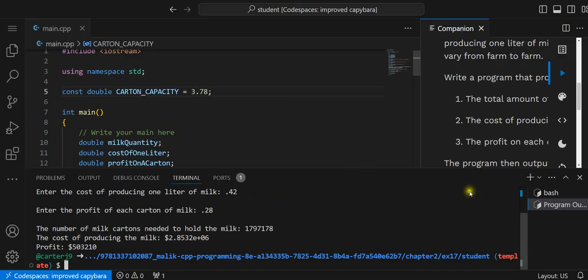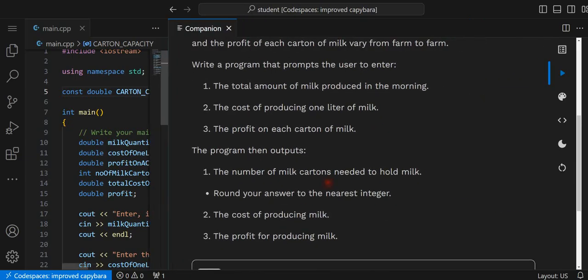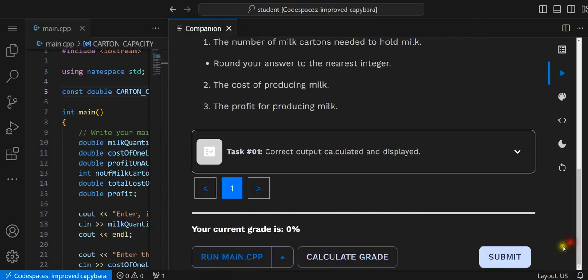Alright, so that looked like it worked. Let's calculate it, and I'll show you the code again. I know you've seen it enough, but we'll do that while it calculates. Great.